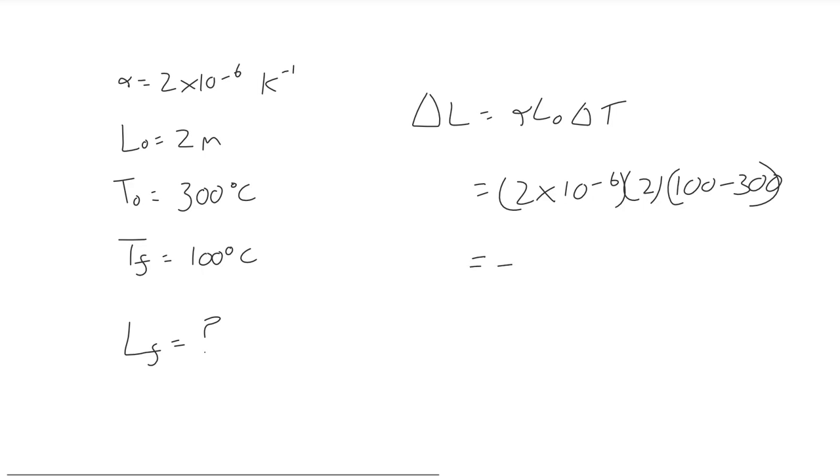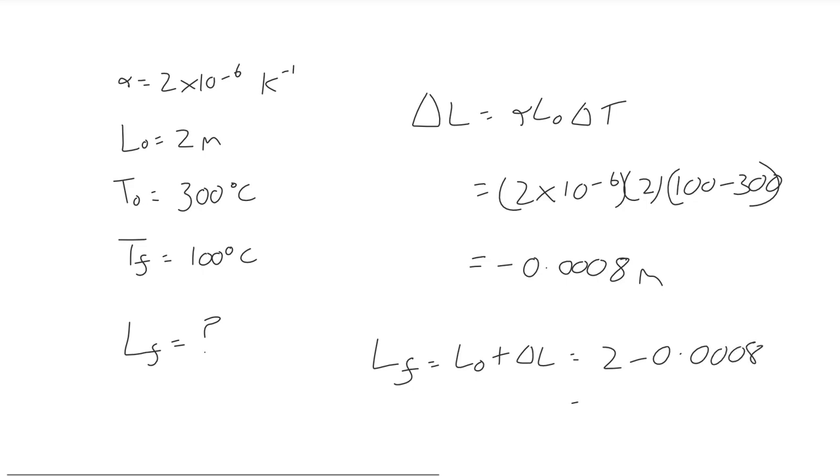Hence what I have is correct, and therefore working that out, we get that the change in length is equal to minus 0.008 meters. Therefore, the final length is equal to the original length plus this change in length. The final length is equal to 2 meters plus minus 0.008 meters. In other words, working this out, the final length of this glass rod is 1.992 meters.